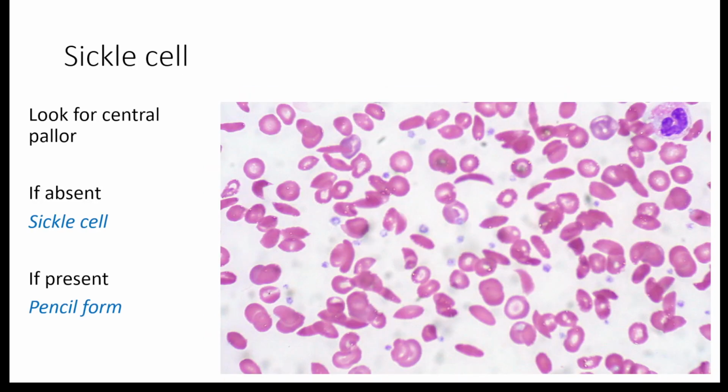Sickle cell, this was a slide I had given in the pre-test and all of you answered it properly. This is the classical sickle. Now what is important over here is that if the sickle has a central pallor, it is more like an ovalocyte. If the sickle has a pallor, it is an ovalocyte. If the sickle does not have a pallor and there are multiple such, then you call it sickle cell anemia.